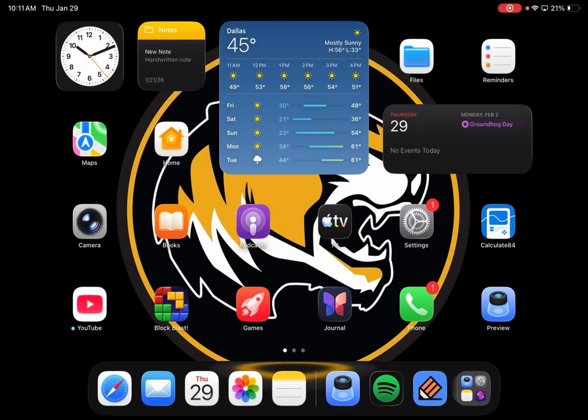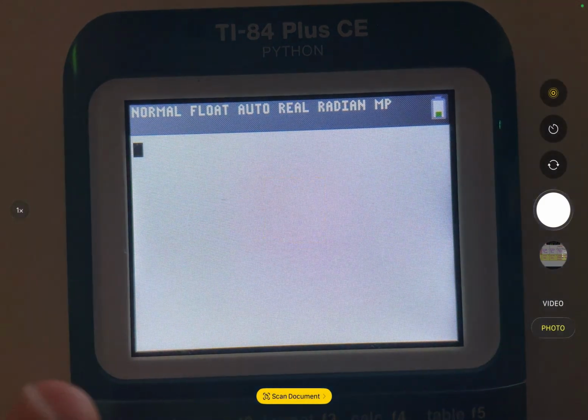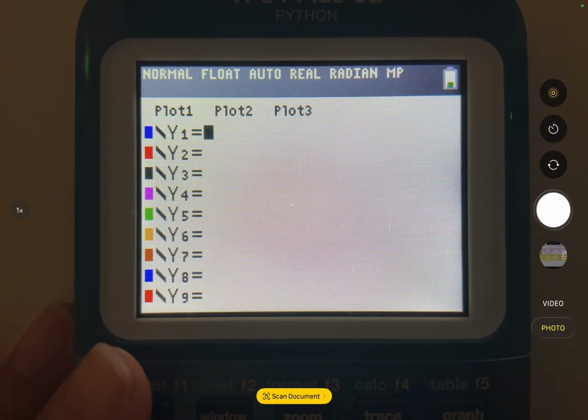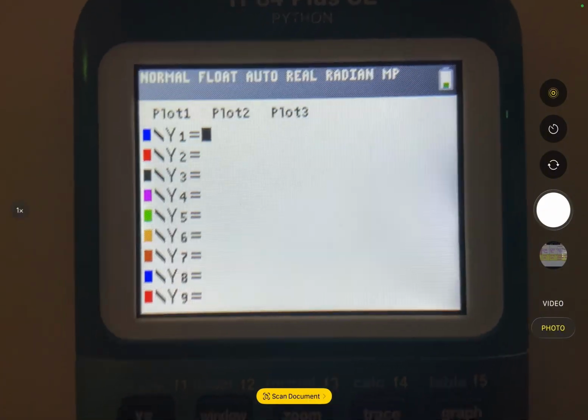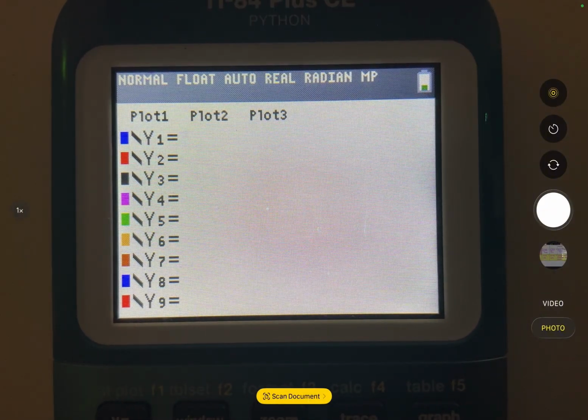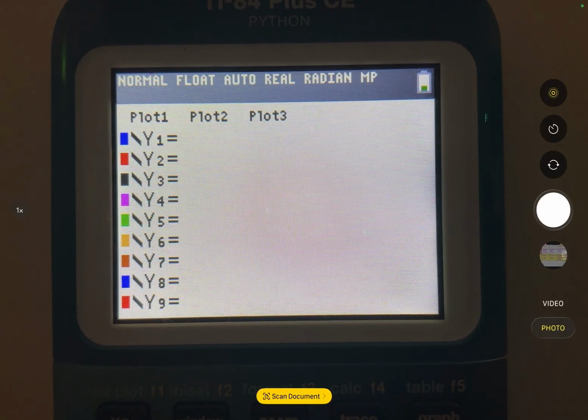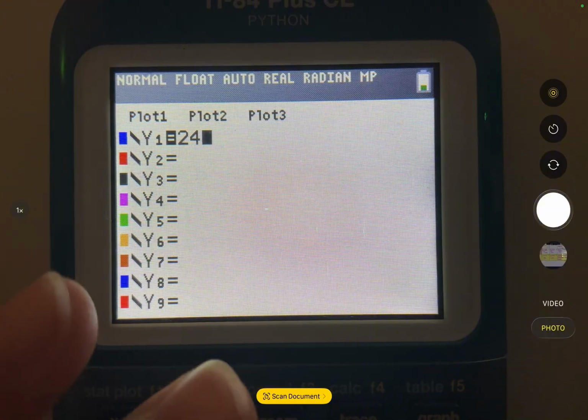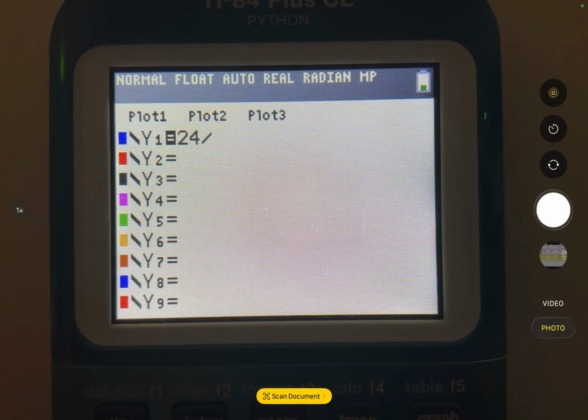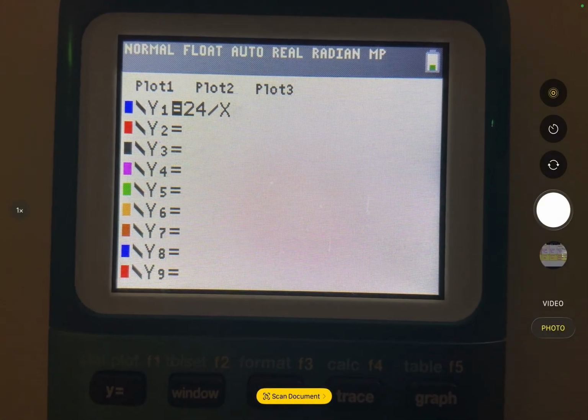Let me pull up my camera. All right, so you're going to go to y equals. And in y equals, you're going to type in the number, the factor you're looking for. So, for example, 24, right? You're going to type that number divided by x. You could type it in fraction form. You could put 24 over x. It doesn't matter.